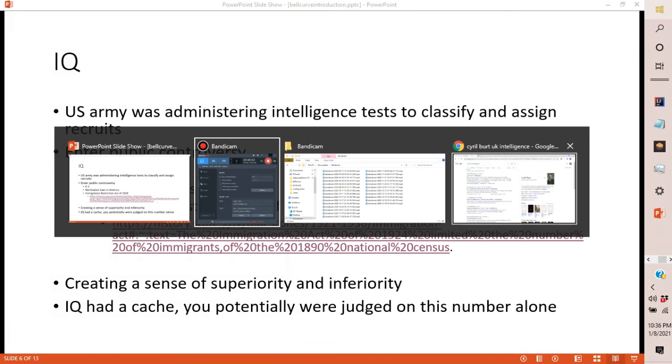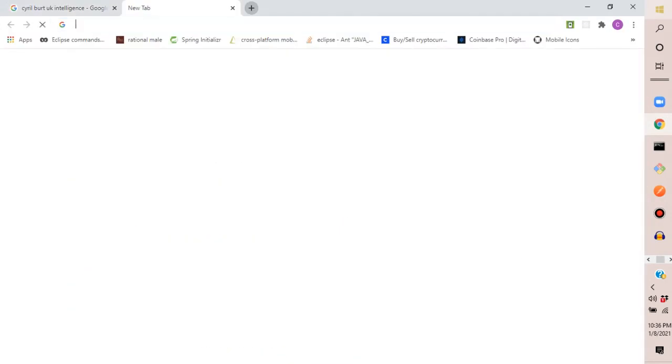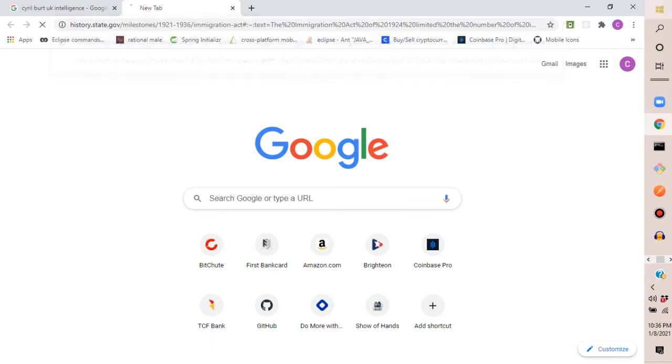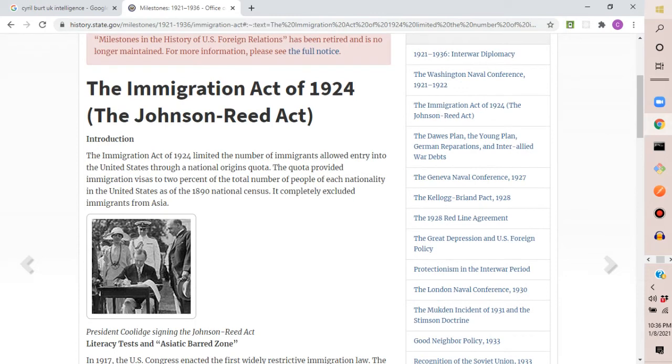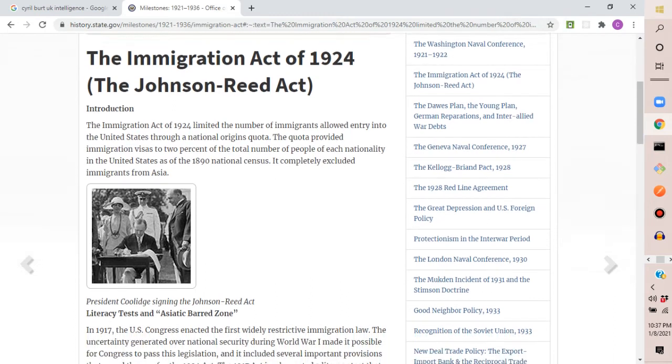Let's go over here. Cyril Burt. We're going to get to this guy in a little bit. I hope you guys can see that. So this is the Immigration Act of 1924, Johnson-Reed Act. Limited a number of immigrants allowed entry into the United States through national origins quota, signed by President Calvin Coolidge. Quota provided immigration visas to 2% of the total number of people of each nationality in the United States as of the 1890 National Census. It completely excluded immigrants from Asia.